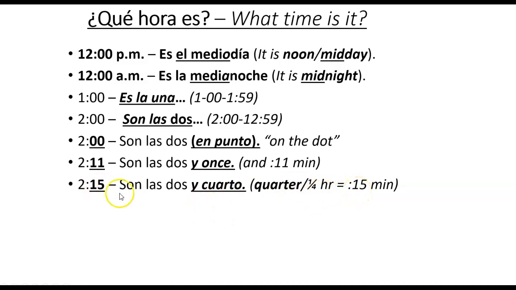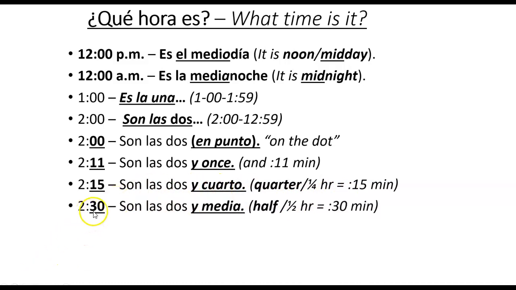So at 2:15, we don't say son las dos y quince. We say son las dos y cuarto because it's a quarter of an hour or 15 minutes. Same thing happens at 2:30. Since 2:30 is halfway through the hour and 30 minutes is half an hour, we don't say it is dos y treinta. We say it is dos y media. Son las dos y media because it's 2 and a half, or half past 2.